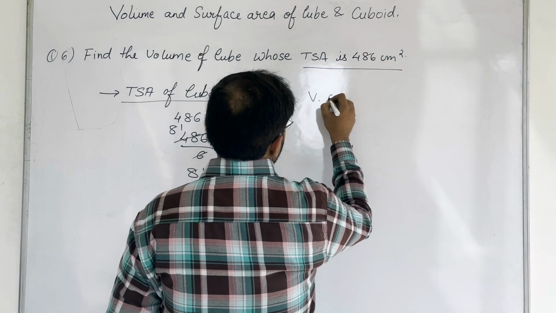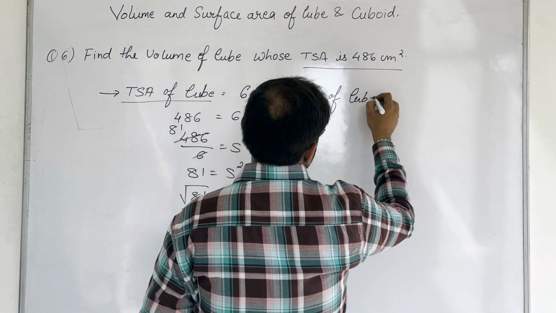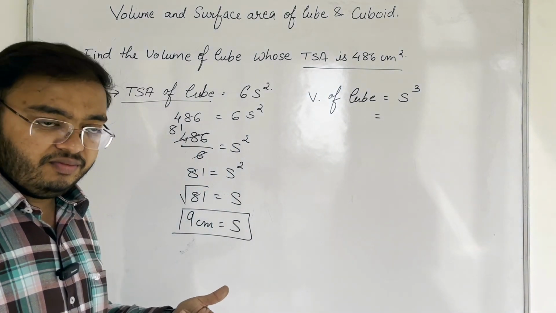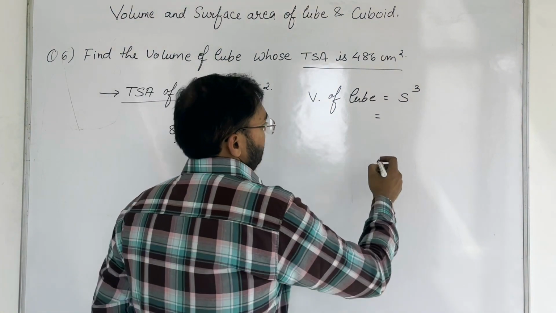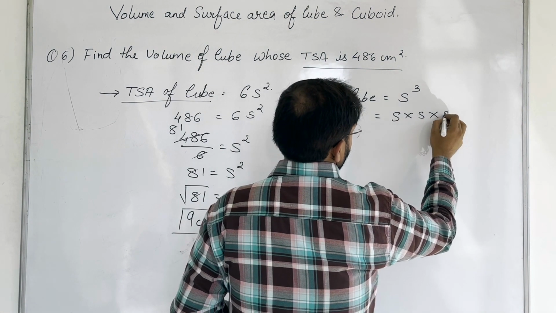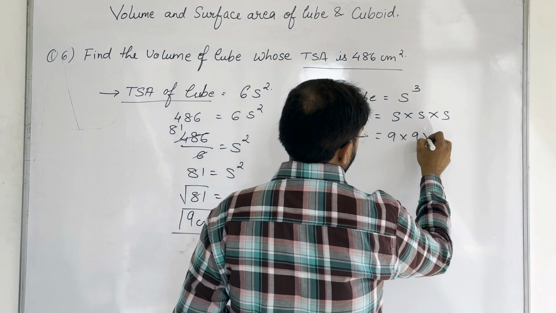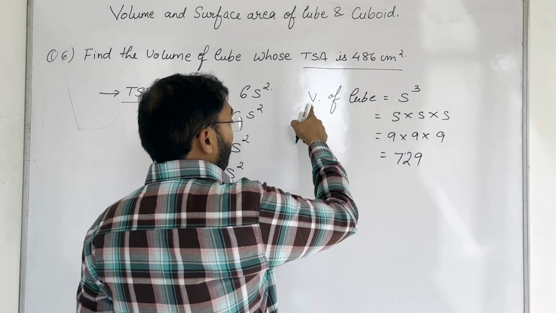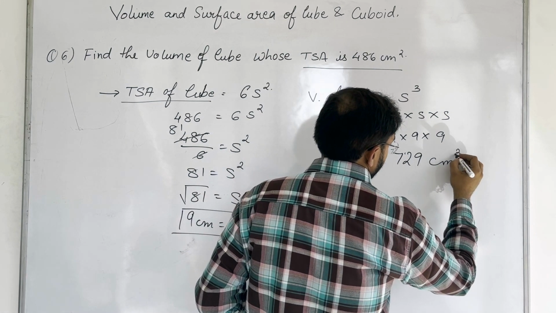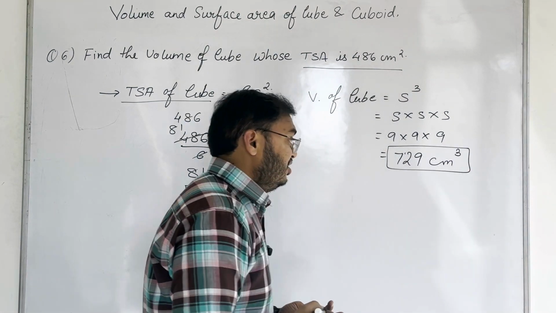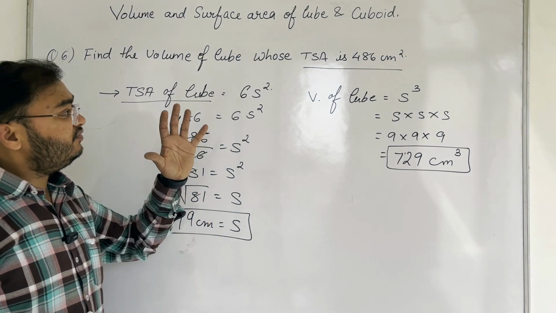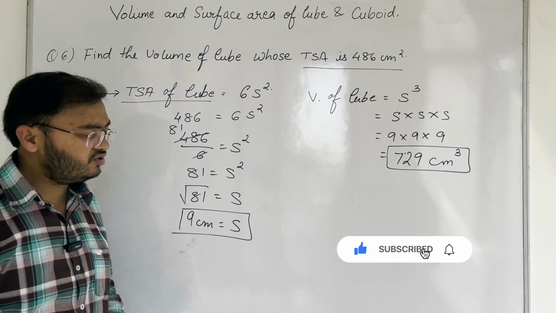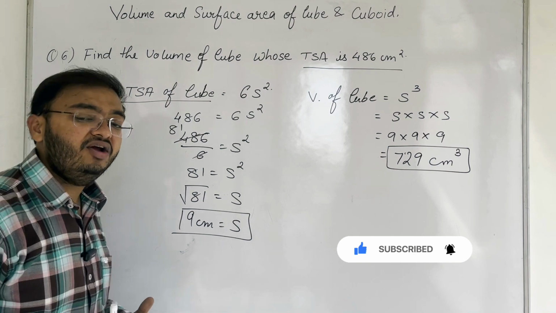Now can I easily find the volume of the cube? And what's the formula of volume of cube? Volume of cube is side cube. That means side into side into side. 9 is my side. So 9 into 9 into 9, which is equal to 729. And this is my volume. So I'll be writing centimeter cube. Is it clear? So we will always start solving the questions from the given data. I hope this is easy and clear to you. So let's quickly rush towards our next question.